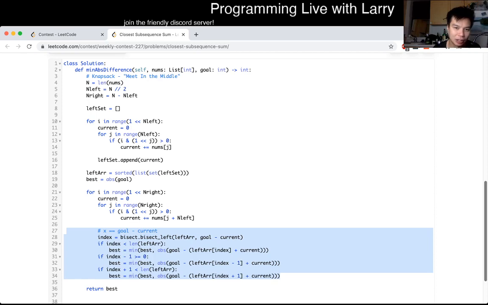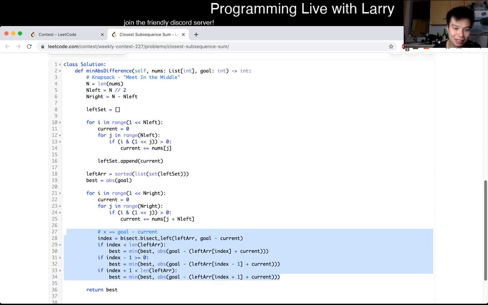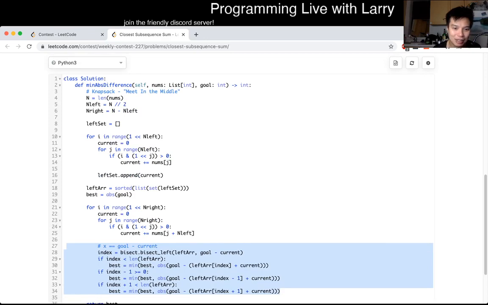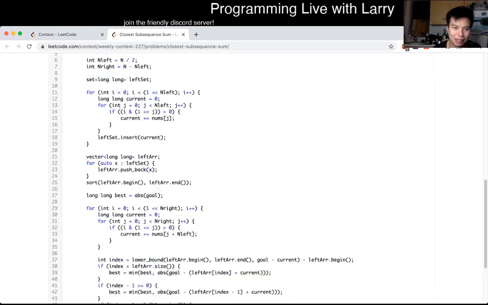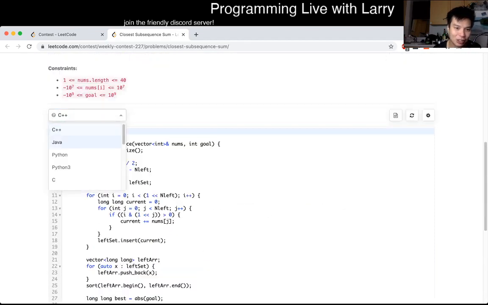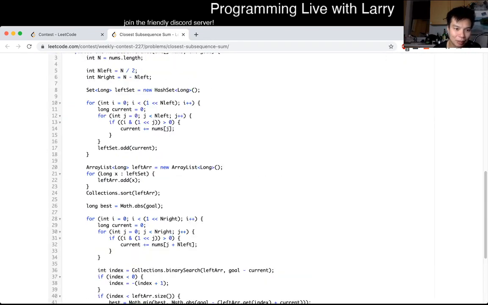But I had to switch to C++ and then Java, because it got time limit exceeded in C++ as well, and then I did it in Java, and it was okay. The code is pretty much exactly the same, so it's a little bit sad.